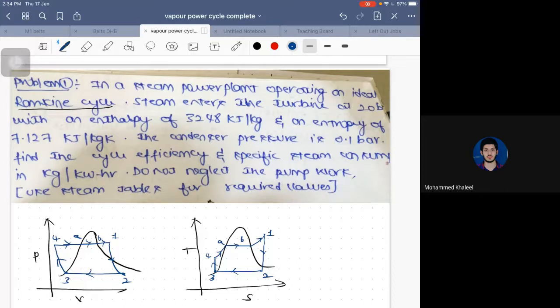Now, if you observe, there are always two pressures. We will see that ahead. Next, as soon as he mentioned the Rankine cycle, we drew the PV and TS diagram of the Rankine cycle. Now he says, steam enters the turbine at 20 bar. So where is the turbine? Which process indicates the turbine? The expansion process.